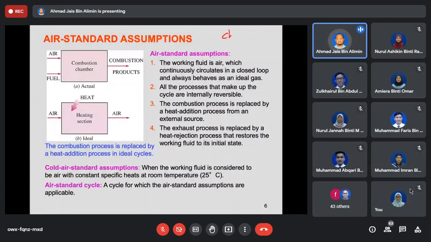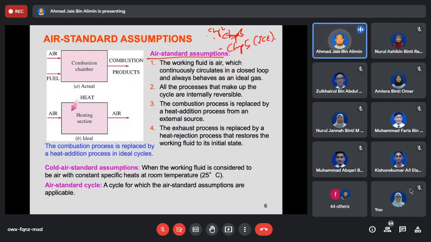So a reminder to you, chapter 3, and actually internal combustion engine is chapter 5, in bracket ICE. So these two chapters, and what else? I think chapter 2. Okay, you can use this for chapter 3, chapter 2 and chapter 5, the air standard assumptions.